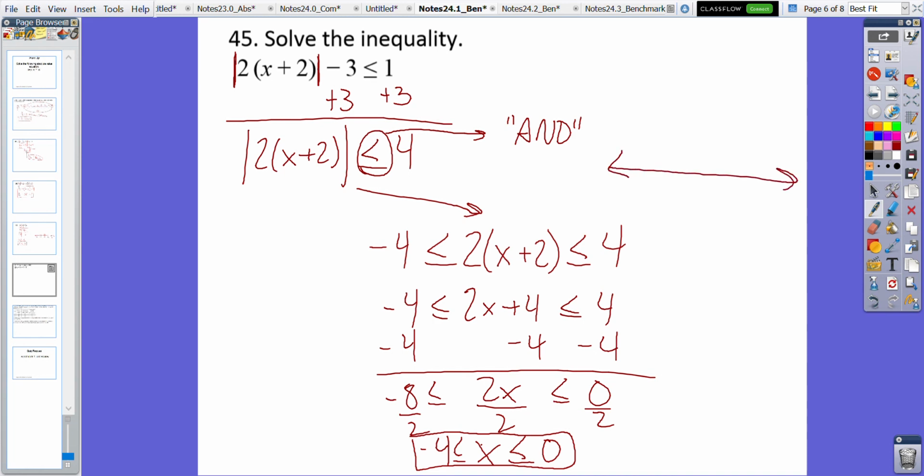So it looks like this if I were to graph it. Here's negative 4, here's 0, closed circle over negative 4, closed circle over 0, and then everything in between gets shaded. All right? So I hope you enjoyed this review. Once again, this is on compound inequalities and solving inequalities in general.